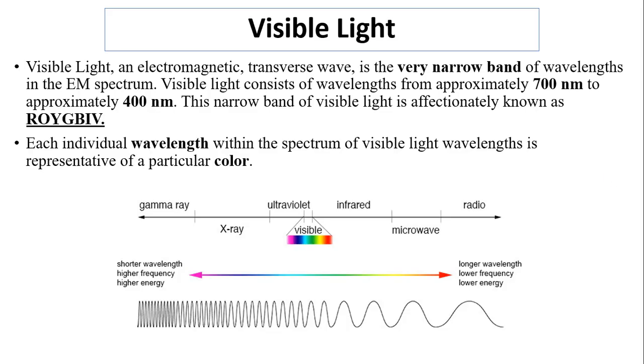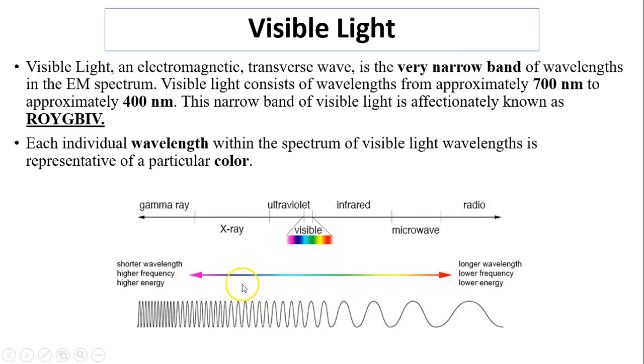Now the most familiar electromagnetic wave is light. Visible light, an electromagnetic transverse wave, is a very, very narrow band of wavelengths in the EM spectrum. Visible light consists of wavelengths from approximately 700 nanometers to 400 nanometers. This narrow band of visible light is affectionately known as Roy G. Biv. Each individual wavelength within the spectrum of visible light is represented by a particular color.